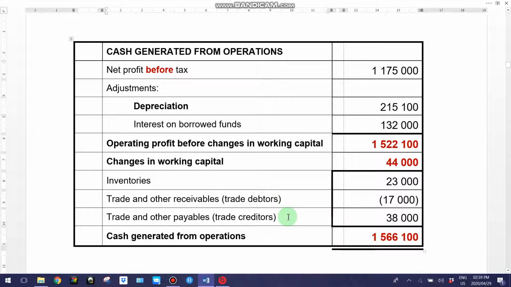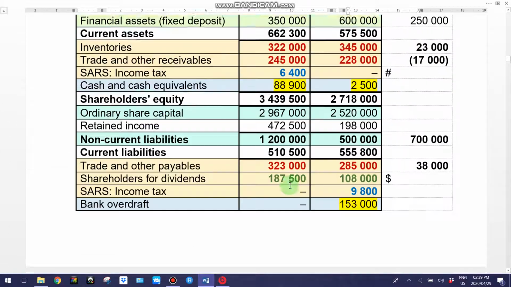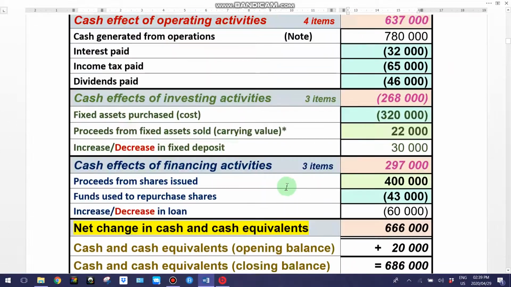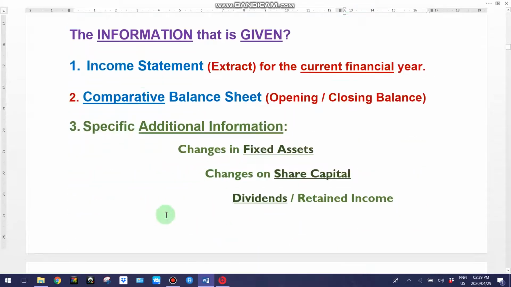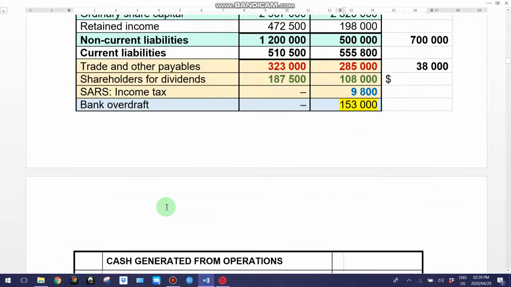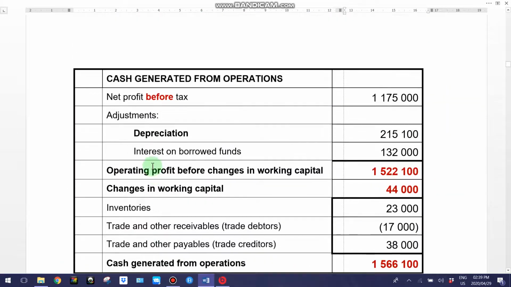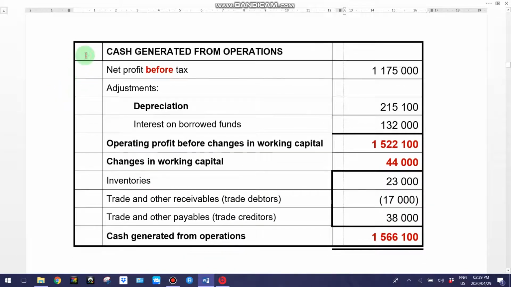They do not form part of your trade and other receivables and trade and other payables. And the other reason why we exclude them is because we deal with them separately on the cash flow statement. They have their own space. So this would be the first amount that you would put into your cash flow statement, right on the top there, where you see cash generated from operations. That would be the amount that you would put in there. Right, so I hope you are going to practice many of those amounts.